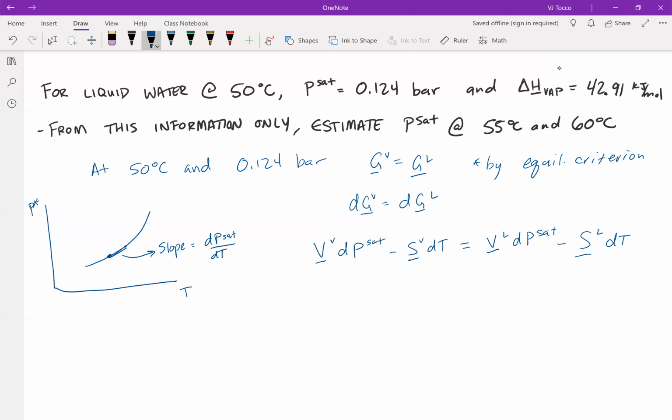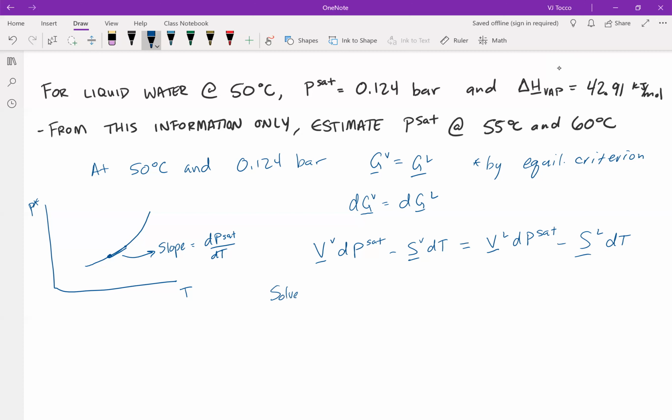Just as an aside, I'm going to try to keep the notation of the book, which is P sat. I really like the notation of other textbooks, which is P star, so I may interchange those. Just be aware, if I ever say P star, I mean P sat. But I'll try to adhere to P sat.